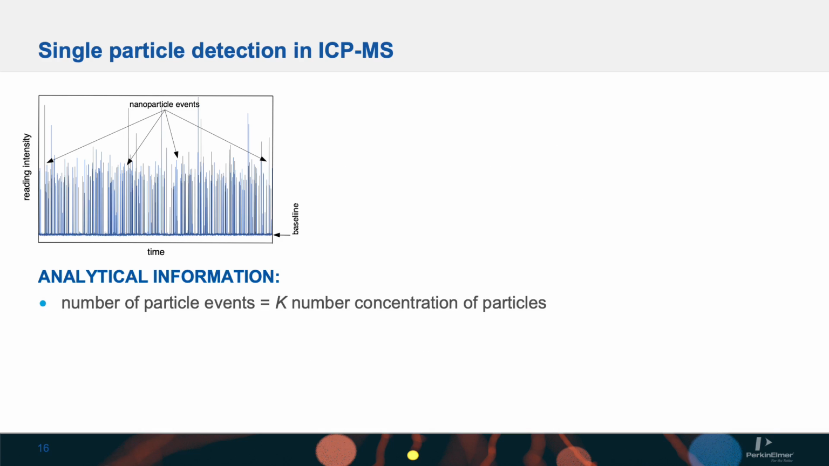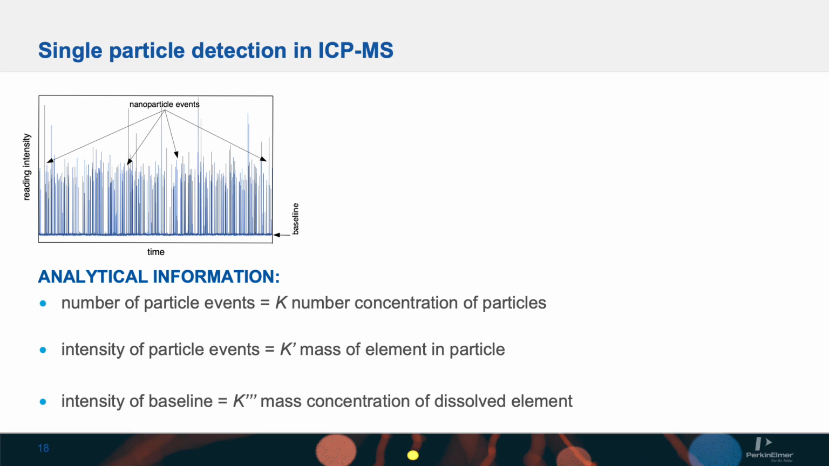In any case, from this time scan, we can get different types of analytical information. First, the number of particle events is proportional to the number concentration of particles in the suspension. Second, the intensity of the events is proportional to the mass of element in each particle detected. Finally, from the baseline intensity, we can get information about the concentration of dissolved species of the element that we are measuring.